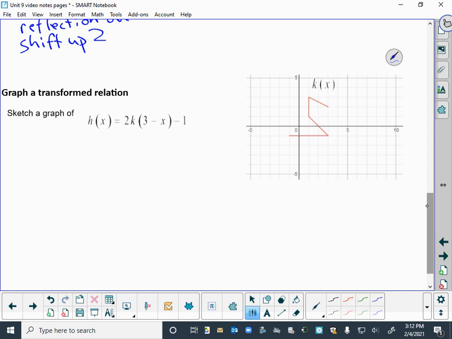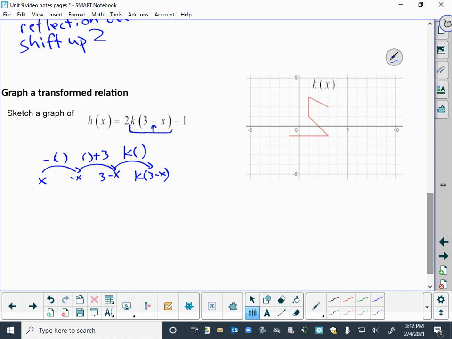So I'm given the equation, so I'm going to start with the independent variable, my x. And the first thing that I see happening to the x is it gets a negative sign in front of it. So I'm going to do a sign change. That will give me the negative x. And then if I add 3 onto that, I get negative x plus 3, which is the same thing as 3 plus negative x, or 3 minus x. See that in there. That 3 minus x then goes into the function k. And that gives me a k of 3 minus x.